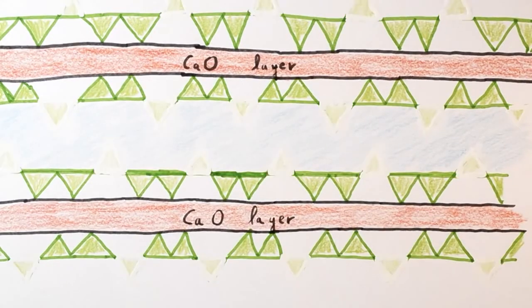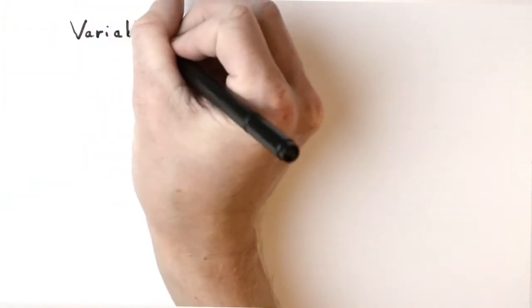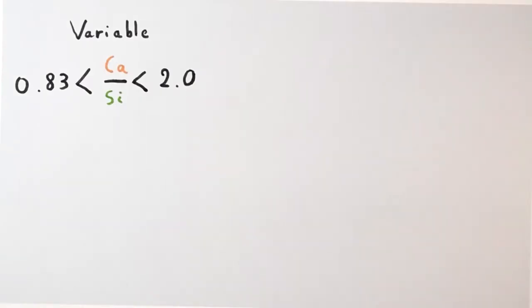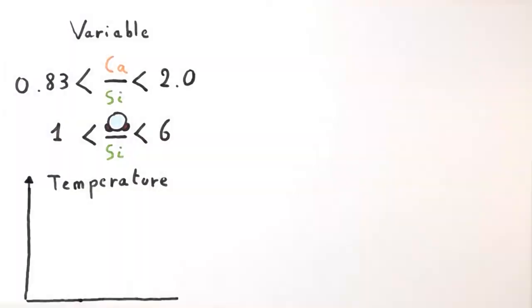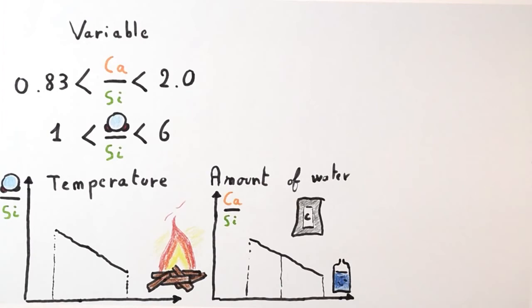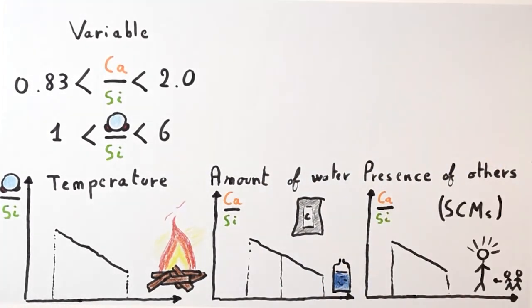However, in cements, more atoms join the party. The chemical composition of the needles is variable because the atomic structure may be full of defects. The calcium to silica ratio can in fact vary between 0.83 and 2. The water content ranges from 1 to 6 molecules per silica. This might depend on temperature, the amount of water, the presence of others like supplementary cementitious materials.